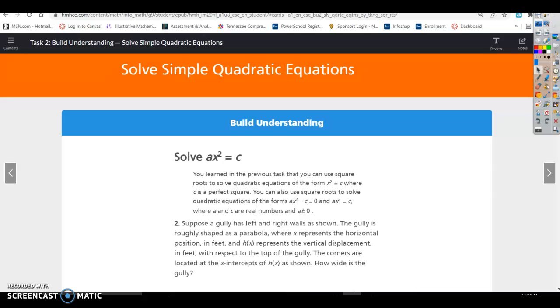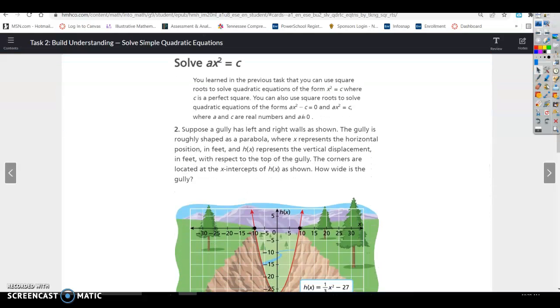Lesson 18.1, Task 2. Solve simple quadratic equations. All right, to solve an equation, ax squared equals c. So we learned in the previous task that you can use square roots to solve quadratic equations of the form x squared equals c, where c is a perfect square. You can also use square roots to solve quadratic equations of the form ax squared equals c, where a and c are real numbers and a is not equal to 0.